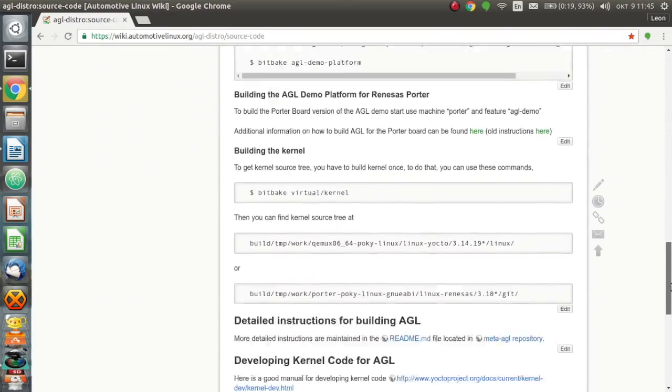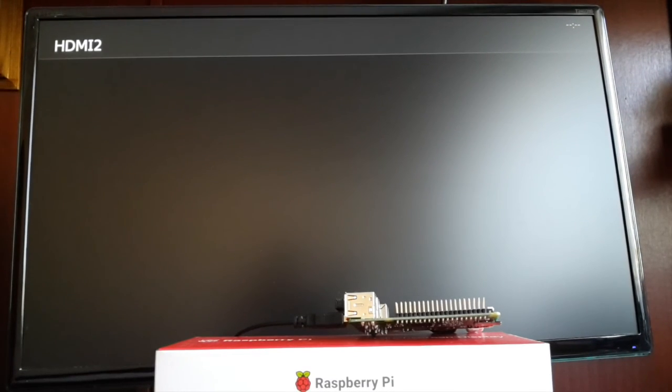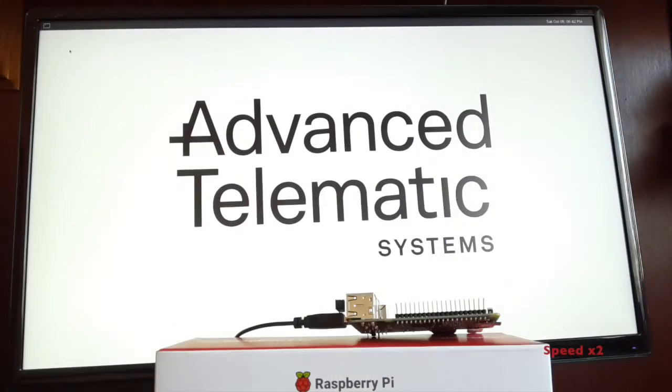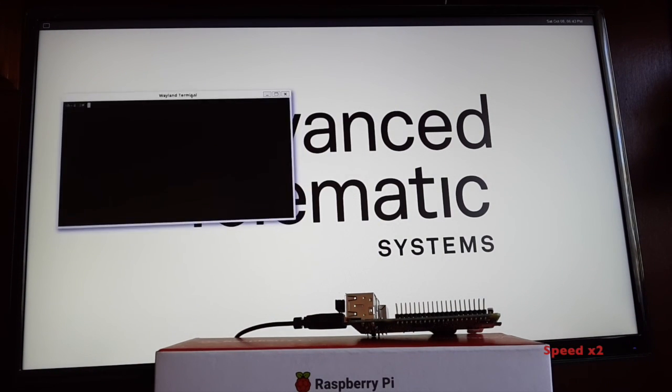AGL is using the Yocto project, Open Embedded, and Bitbake for building images. The exact steps are available at the AGL wiki. Set machine to Raspberry Pi 2 or Raspberry Pi 3 depending on the model of your board. After building the image, flash it to a microSD card and boot it on your Raspberry Pi.